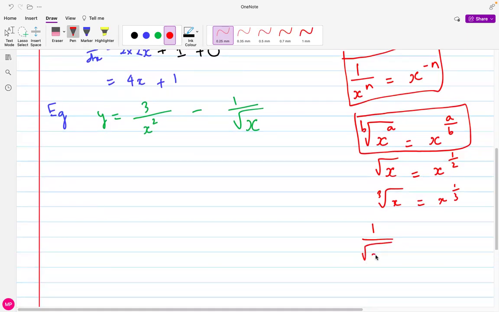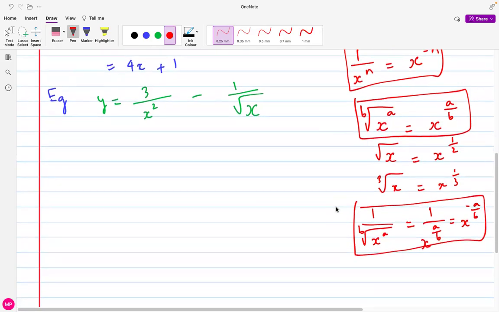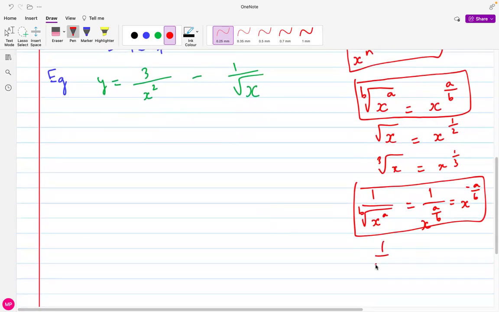Okay. If you happen to see a square root on the denominator, so if you happen to see 1 on the b-th root of x to the power of a, then first of all we convert to fractional power, so 1 over x to the power of a over b. Then we make this to the top, it becomes negative a over b. So if you have 1 on square root of x, you can write that as x to the power of negative 1/2.